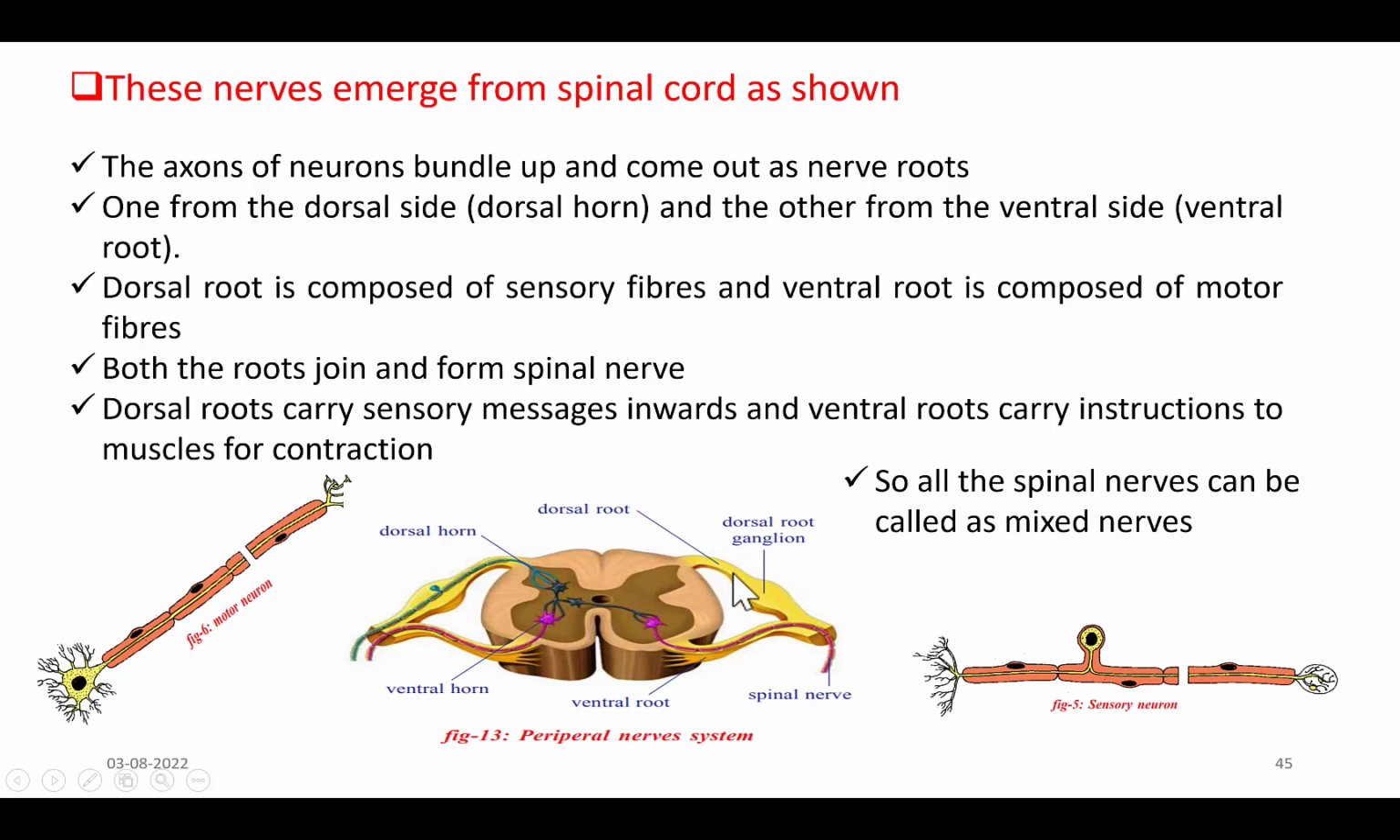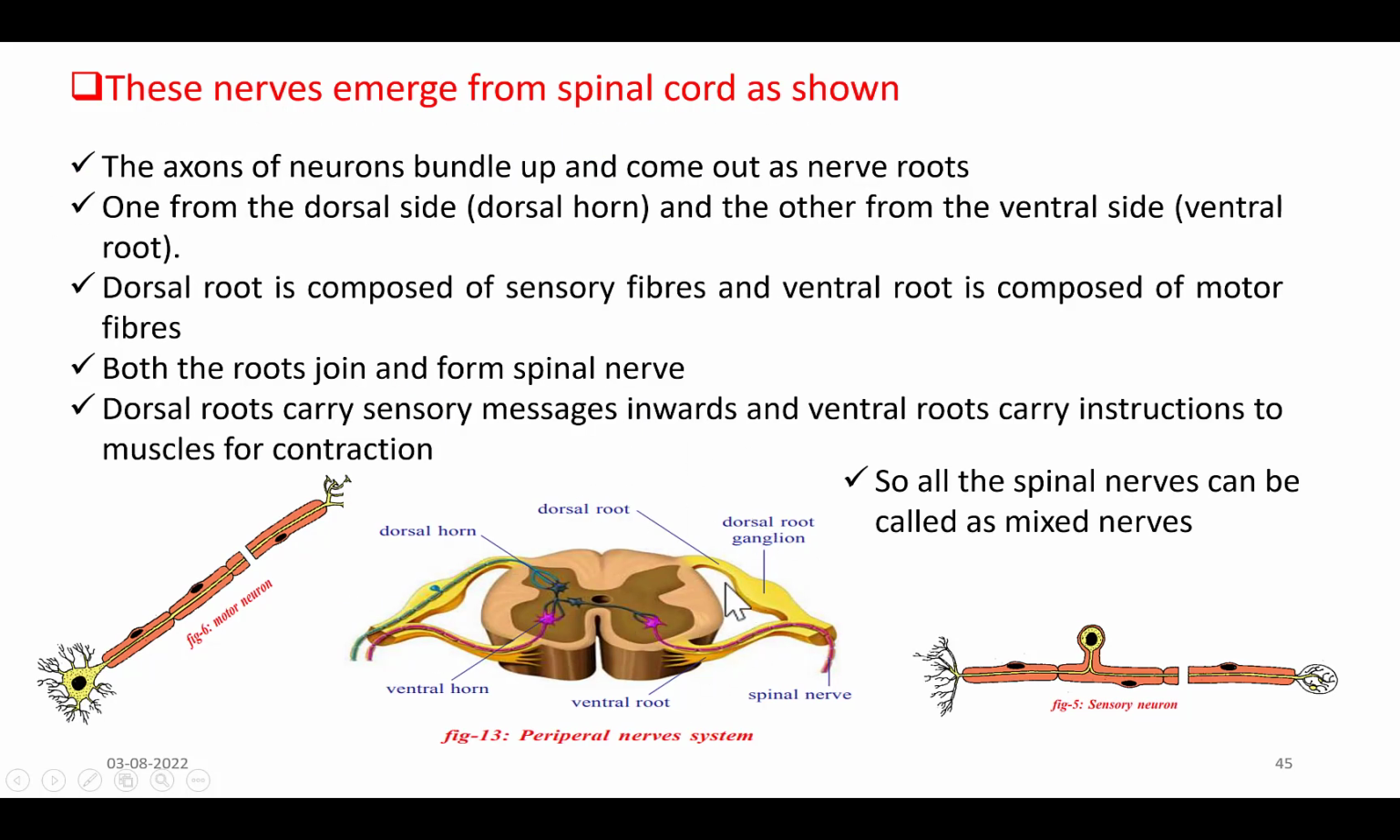So we have dorsal root ganglion here. But ganglion is not present on this side because these are motor neurons which have only one cell body, right? The cell bodies are present inside gray matter. The axons are coming out for taking the motor information. Did you understand? So this is how the nerves emerge from spinal cord.